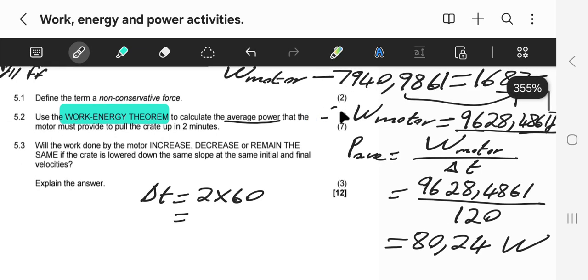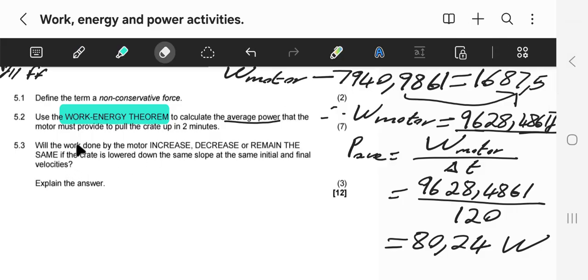So now we will look at 5.3. Yes. So 5.3 says, will the work done by the motor increase, decrease, or remain the same if the crate is lowered down the same slope at the same initial and final velocities? Okay, that's the question they are asking. They're asking if the work done by the motor will increase, decrease, or remain the same if the crate is lowered down the same slope at the same initial and final velocities. So this is how we should answer this question.